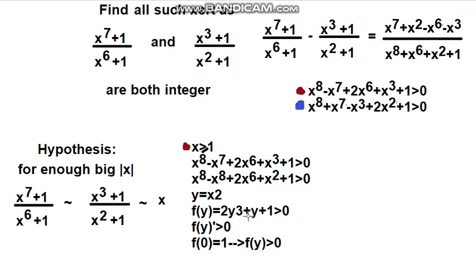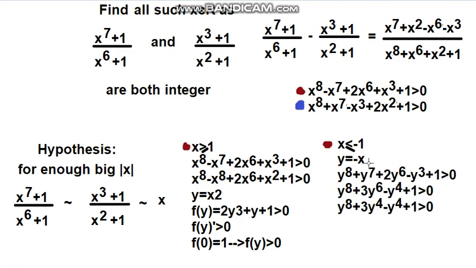Later we get something like this, but its derivative is strictly bigger than 0, and f of 0 is 1. So it means for all y, but I will note that y is x squared, it means y is positive always, and f of y is positive too. Okay, what if x is less than or equal to minus 1? Just one substitution to make calculations easier, and then nothing difficult. And it seems like we are done.